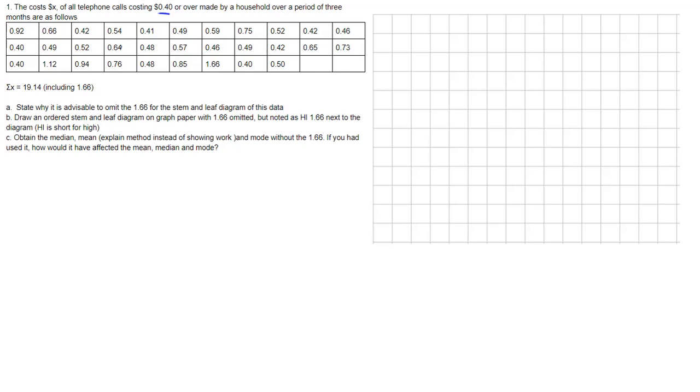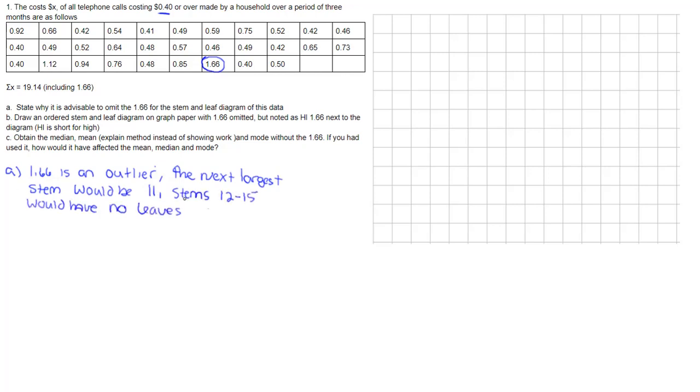Now, it says state why it's advisable to omit the 1.66 for a stem. Well, you'll notice it's the only one. It's an outlier, and the next closest number is going to be 1.12. So we're leaving it out because it's an outlier, but more importantly, because the next largest stem is going to be 11. That means I'm going to write the stems 12 through 15 with no numbers or no leaves next to them, and that just looks kind of silly. So we're going to leave it out. Anyway, we're going to see the graph here.